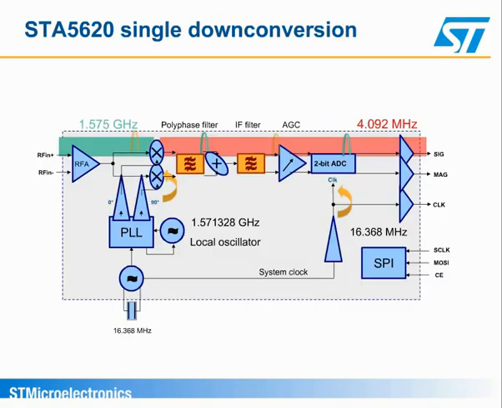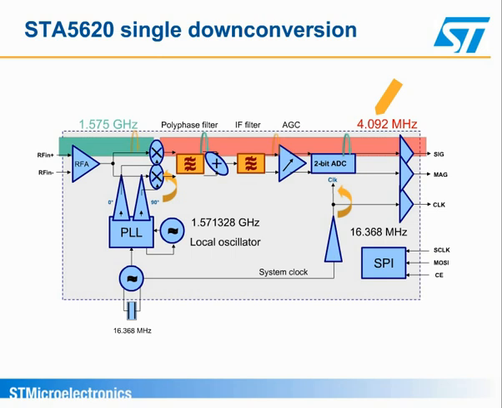GPS front-end systems, such as the STA5620 or STA5630, work with a single downconversion. The 1.57542 GHz satellite signal coming from the low-noise amplifier enters the signal path at the RF input. The local oscillator generates a 1.571328 GHz frequency. The difference in the 1.57542 GHz signal produced in the mixer stage results in the intermediate frequency of 4.092 MHz. The RF circuit contains bandpass filters with plus or minus 1 MHz bandwidth.